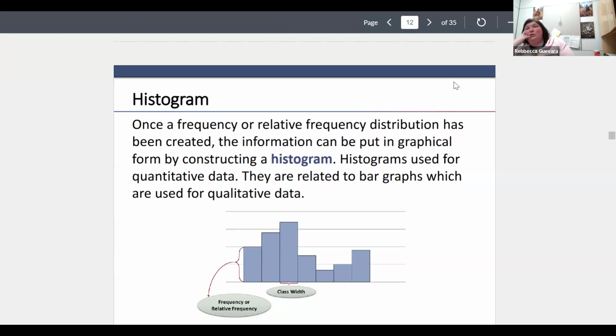Histograms are used for quantitative data, and they are related to bar graphs, which are used for qualitative data. The big difference you can see here is that the bars are right next to each other. There's no gap between the bars, they're just flush to each other. The bars are all going to be the length of your class width, and your relative frequency or frequency is going to determine the height.